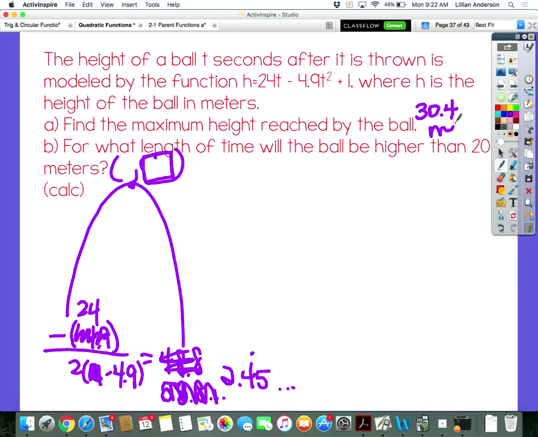It's asking for what length of time will the ball be higher than 20 meters? So you have this quadratic that represents time in relationship to height. At some point in time, the ball is going to be higher than 20 meters. You have to find this length of time, which means you're looking for what value?